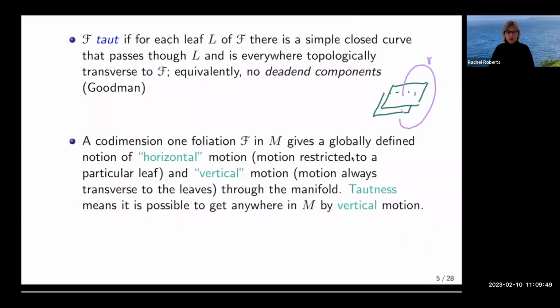So you can think about a codimension 1 foliation as giving you this globally defined notion of horizontal motion. So you can move through leaves, we consider that to be horizontal. You can move transverse to leaves, we consider that to be vertical. And so the foliation gives you locally these little Morse functions. You have locally a little notion of height. And tautness means that you can get anywhere in your manifold by vertical motion. So you have locally a little local circle valued Morse function. And this is why these foliations are helpful, or one of the reasons.